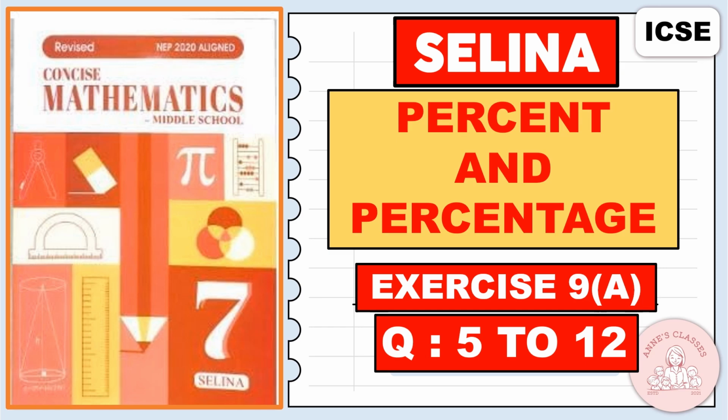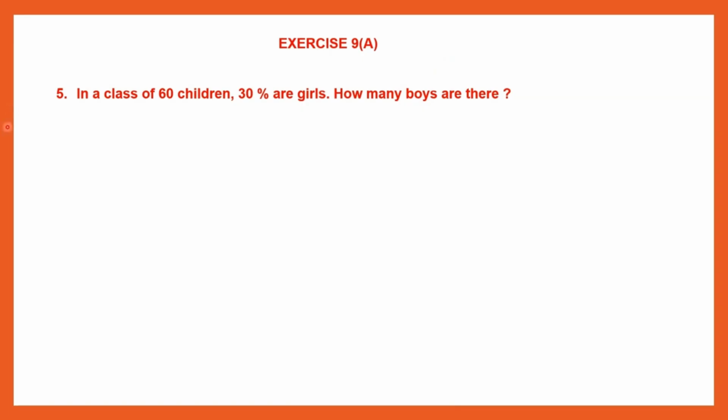Let's do percent and percentage. Exercise 9a. And we are with question 5. In a class of 60 children, 30% are girls. How many boys are there? So the total number of children is 60. Out of that, 30% are girls. And then we have to find out how many boys are there.